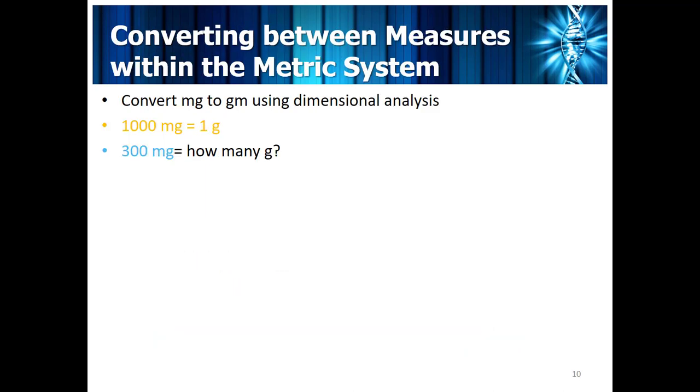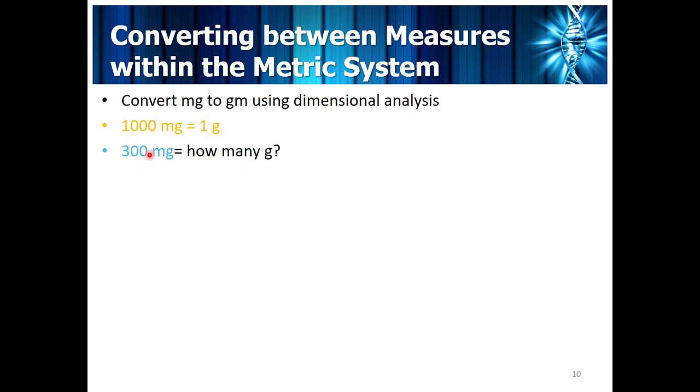So let's convert between measures. 1,000 milligrams, you see how this is gold? Whenever I make these PowerPoints, these gold things are things you just need to know. They're your conversion factors. So 1,000 milligrams is 1 gram. My question is, 300 milligrams equals how many grams?